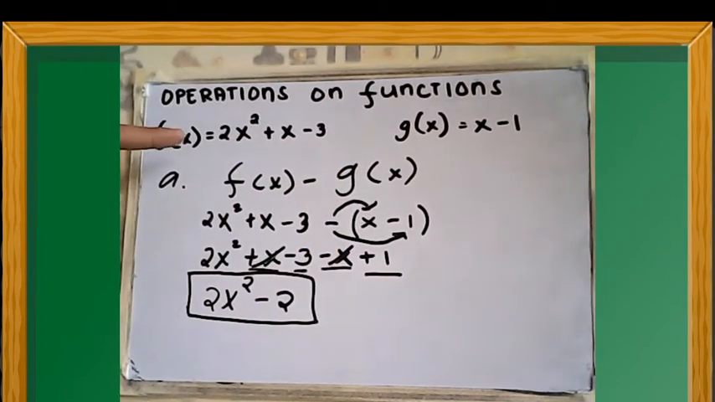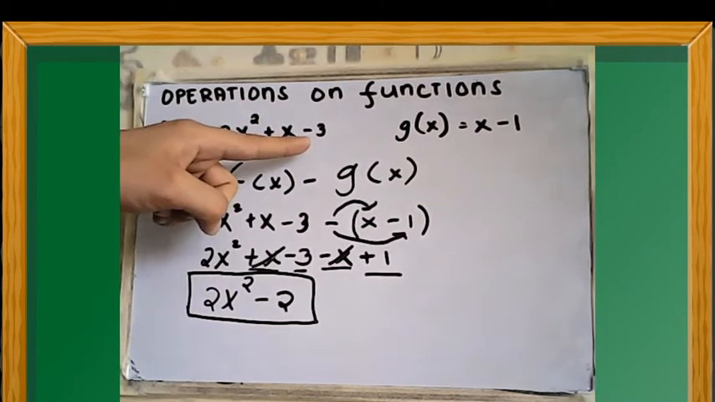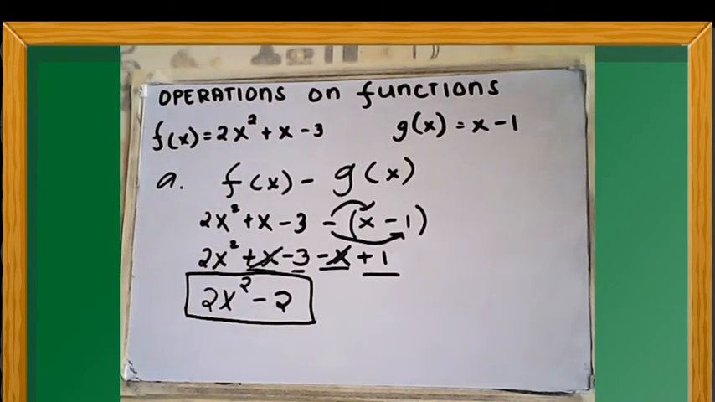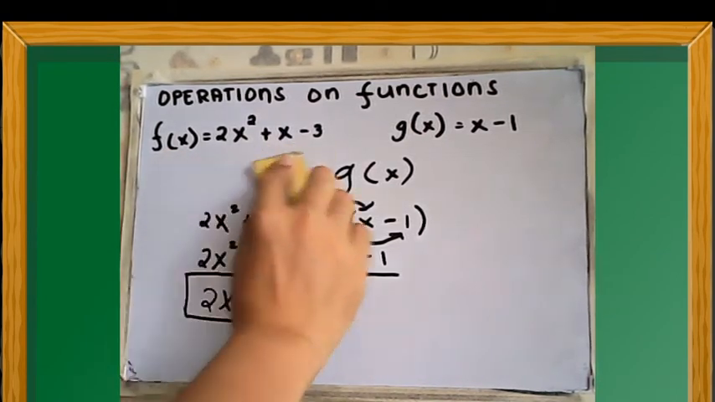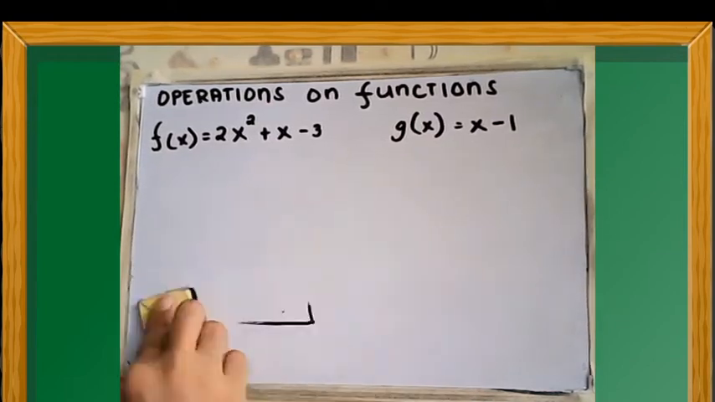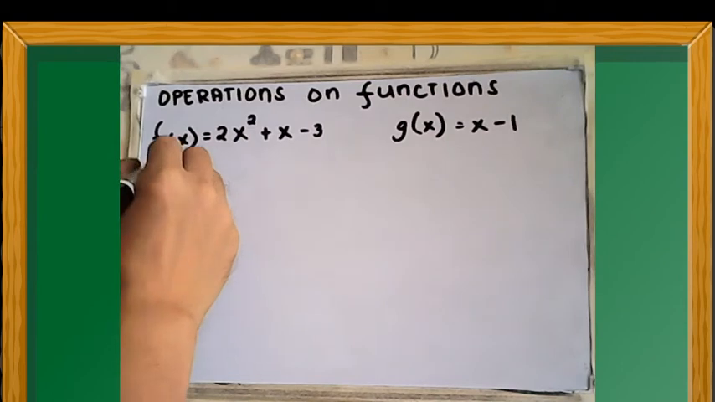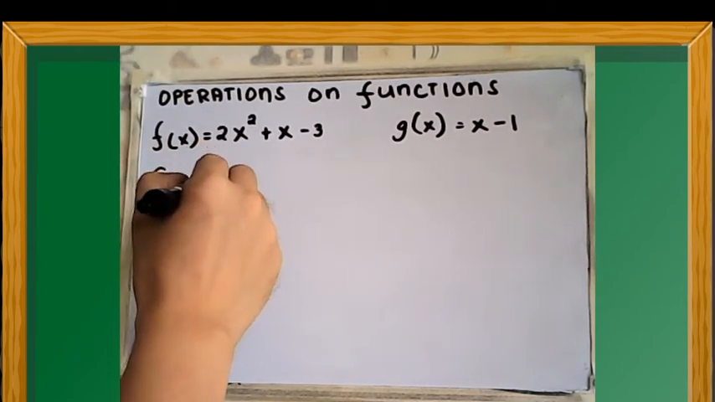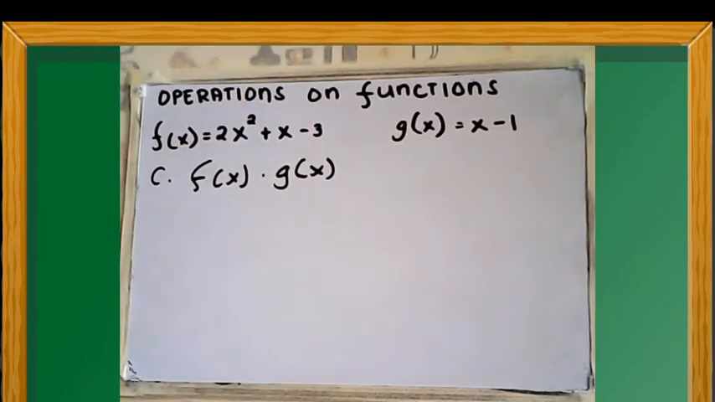So if we subtract x minus 1 from 2x squared plus x minus 3, the answer is 2x squared minus 2. So this is our second example, or B. Next example, for multiplication. Letter C, f of x multiplied by g of x.